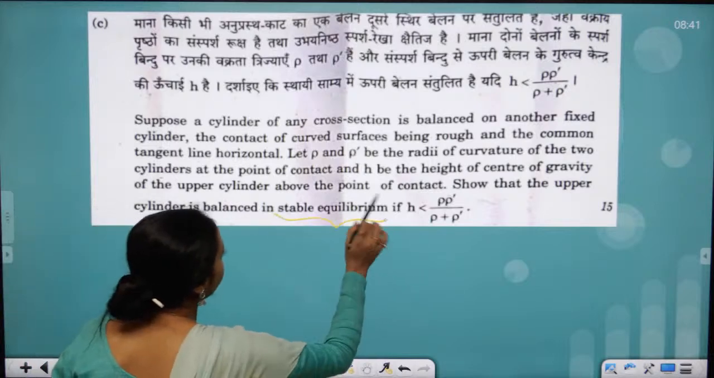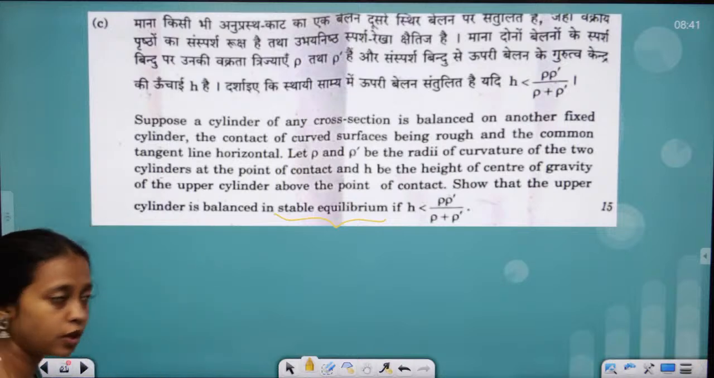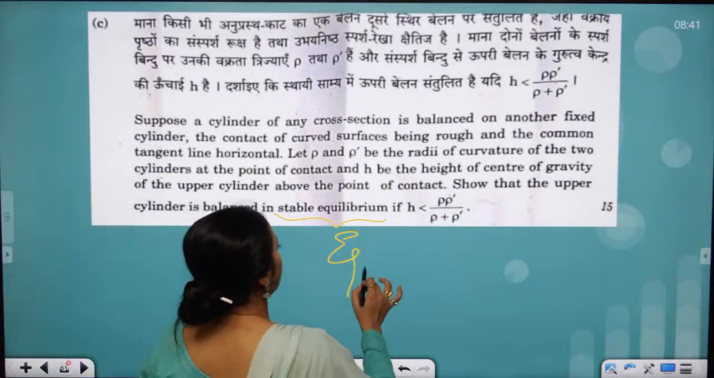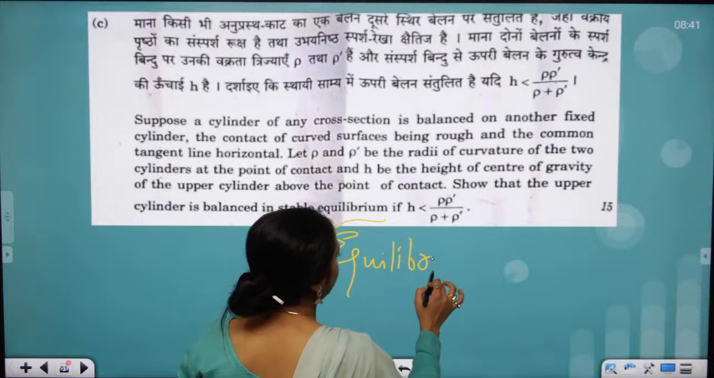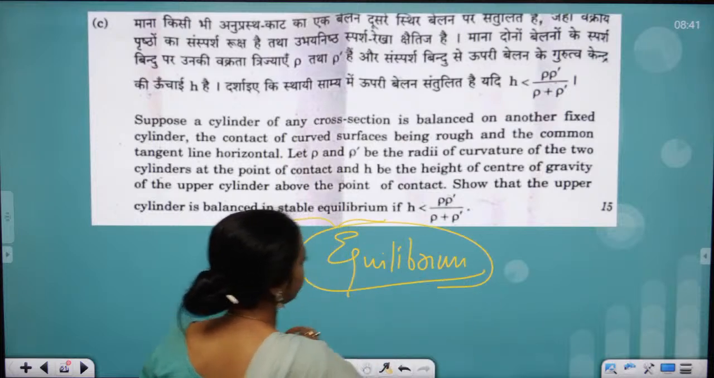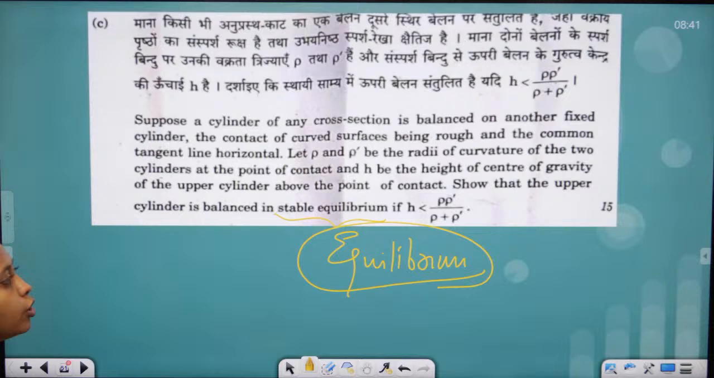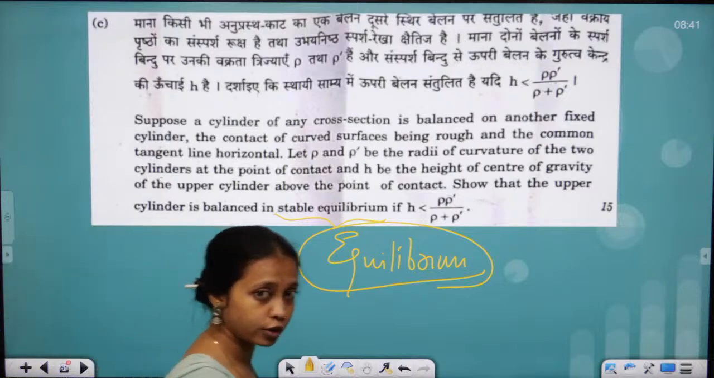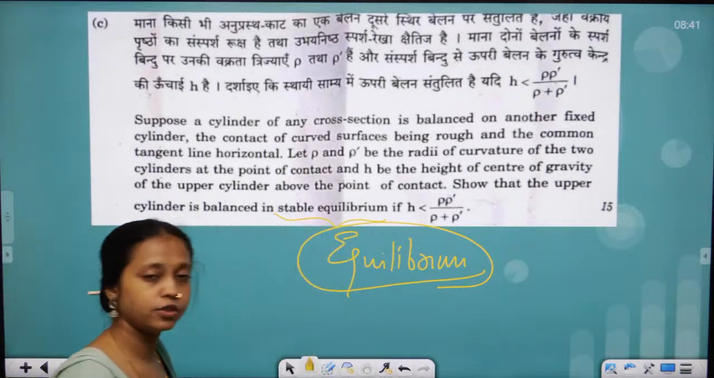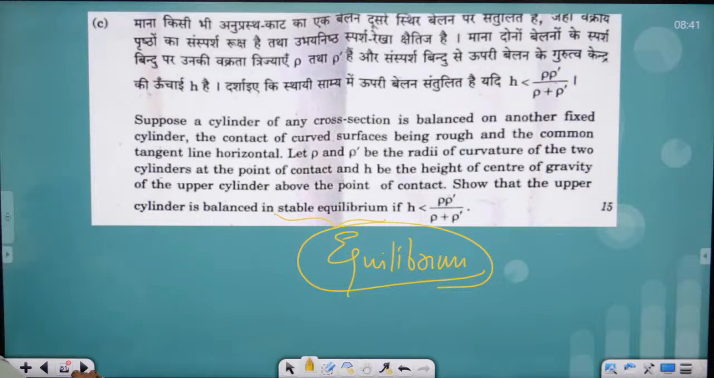This is the topic of equilibrium, right? We have a whole lecture on equilibrium. Okay, again, because the question is to prove something, we need to do some work over here as well.